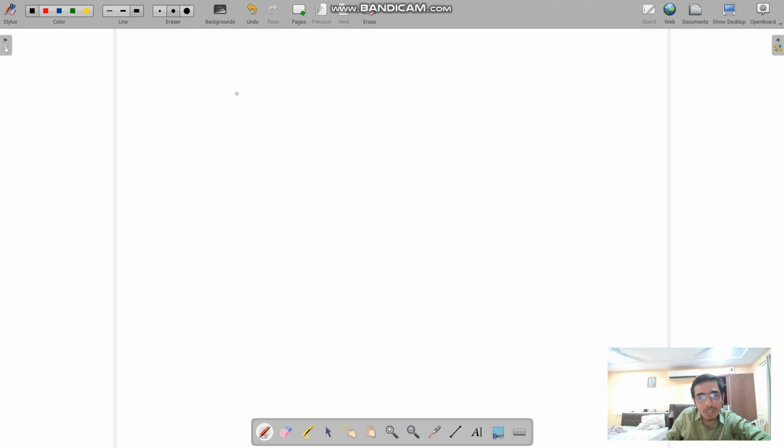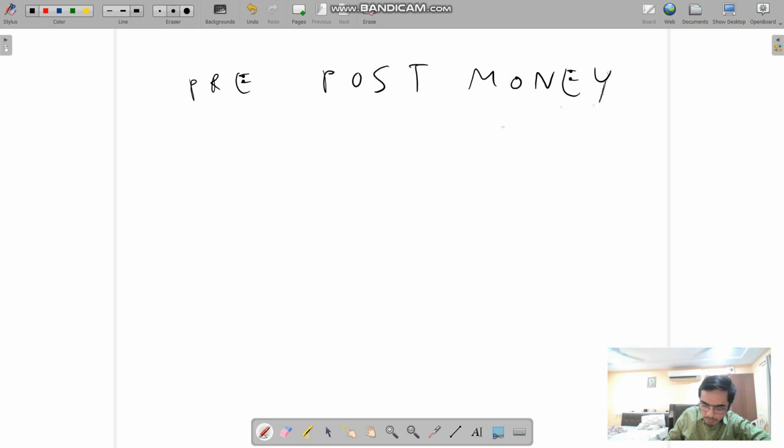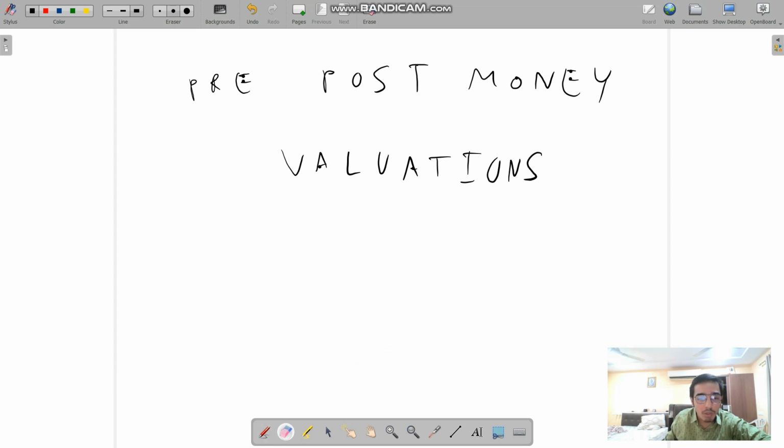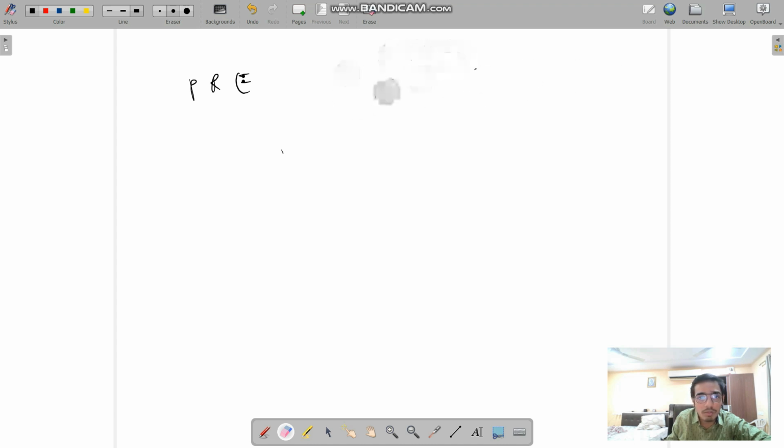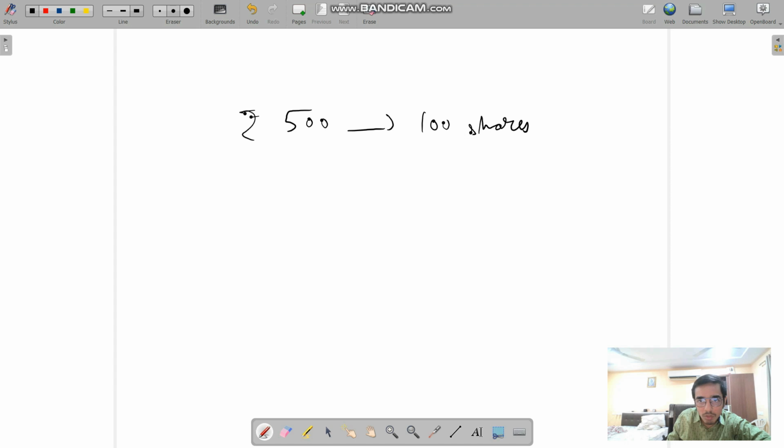So let's start with the basics. Pre-money and post-money valuations. Alright, so what are pre-money and post-money valuations? Let's take a very simple example to understand these both concepts. Now suppose I start a tea stall with an initial investment of rupees 500 and I get 100 shares for it. Now what is the per share value? The per share value is rupees 5.